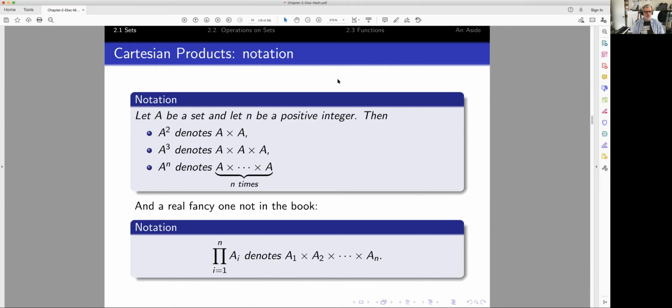And I've thrown one in here, which I find is really cool. So you've seen the sigma notation, no doubt. This is the equivalent of the sigma notation, but for products, right? So it's a big pi, P, for product. The product from i equals 1 to n of the a_i means a_1 times a_2 right up to a_n, okay?